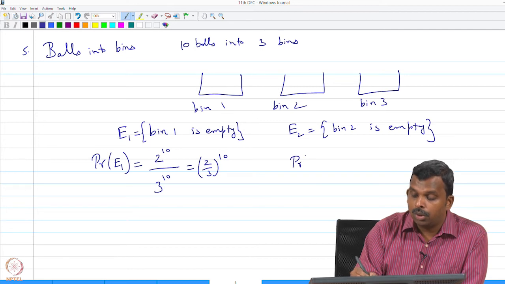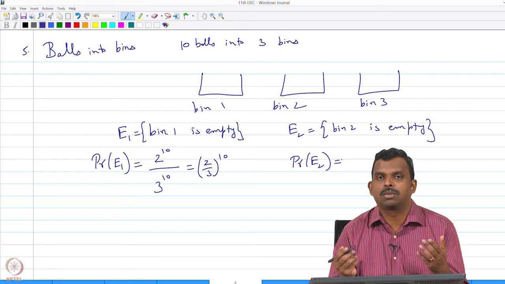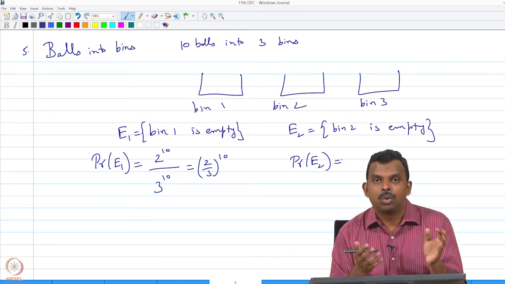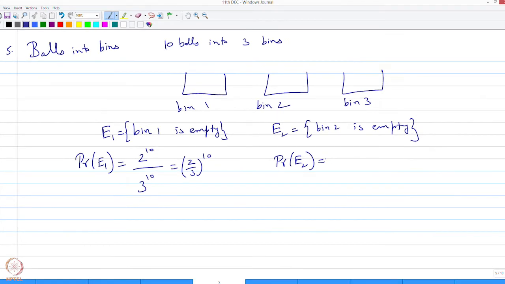Now, we can quickly argue that the probability of E2 will be equal to the probability of E1. Why is that? Because bin 1 and bin 2 are symmetric in some sense, so the probability that bin 1 is empty and the probability that bin 2 is empty should be the same. So, in fact, that will also be (2/3) power 10.